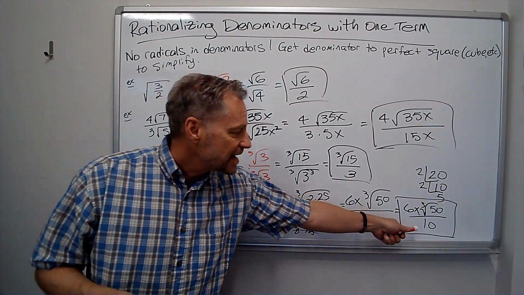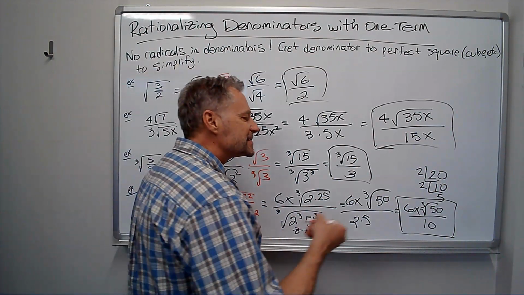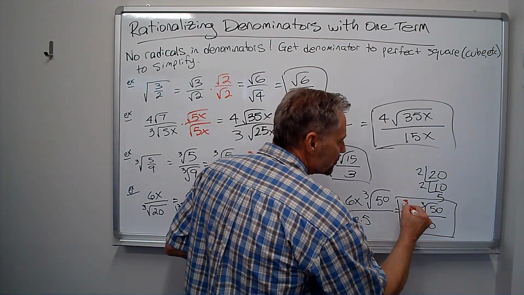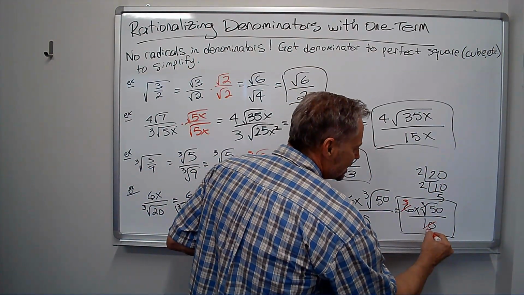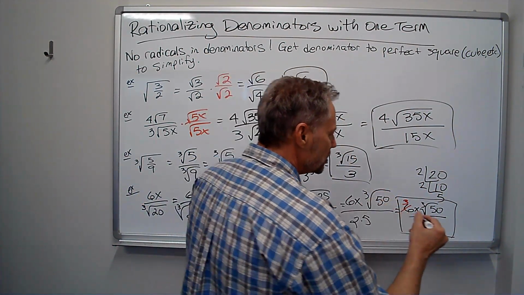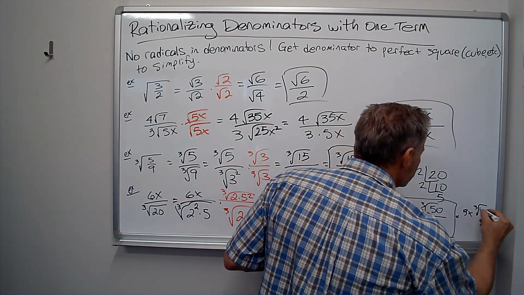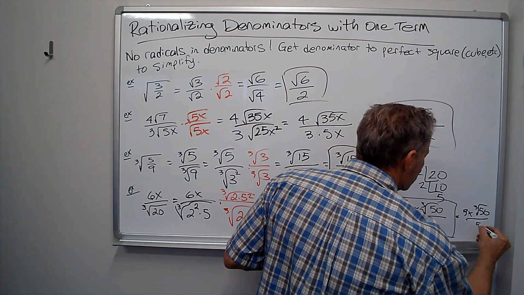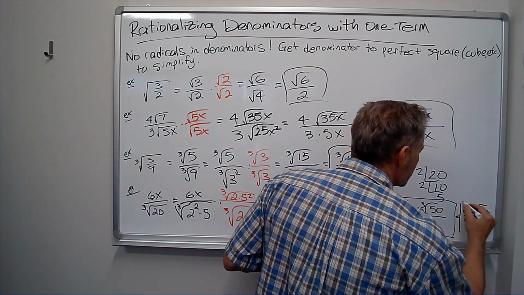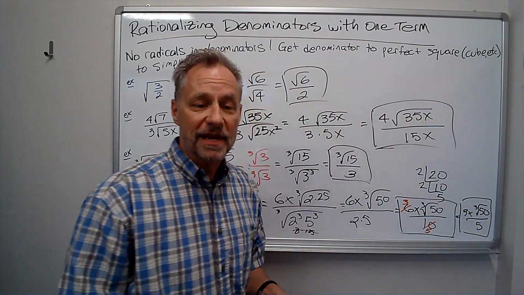But again, I rationalized. We can actually do one more step here, since these are both on the outside. 2 goes in there 3 times, 2 goes in there 5 times. And so my answer, I'll just squeeze it in right here, 3x times the cubed root of 50 all over 5. Makes it look a little bit more like a 50.